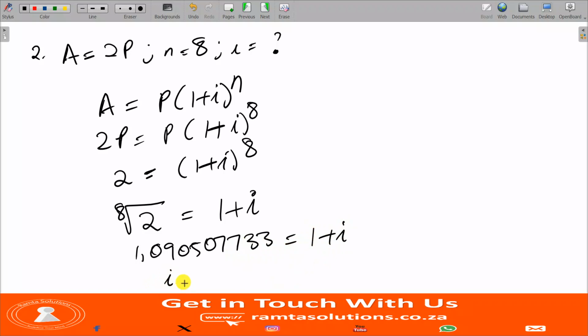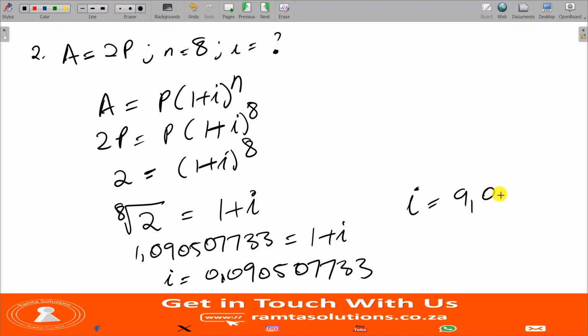As you can see, we can therefore say i is 0.0905077733. Multiply this by 100. When you multiply this by 100, it gives you that i is 9.05% per annum. So this is how you calculate the interest rate.